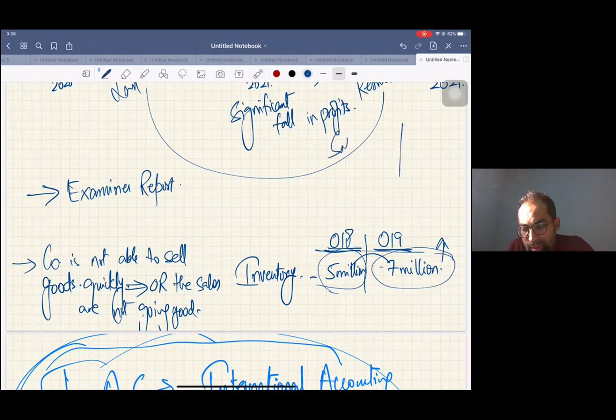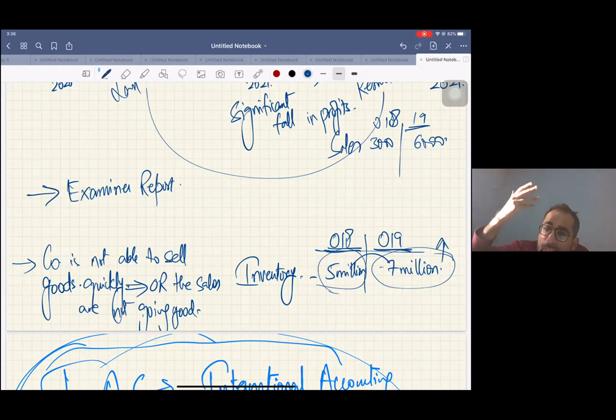In the income statement there was a drastic increase in sales, like 3 million last year, and this year sales are, let us say, 6 million. This is 18 and this is 19. So just think, you contradict the question. You wrote in the commentary that the company is not able to sell goods, without looking at the income statement, where the sales have actually increased. If you make such blunders, then your impression will be zero.